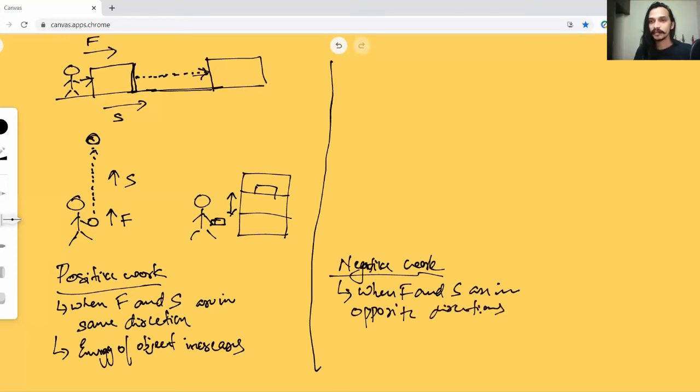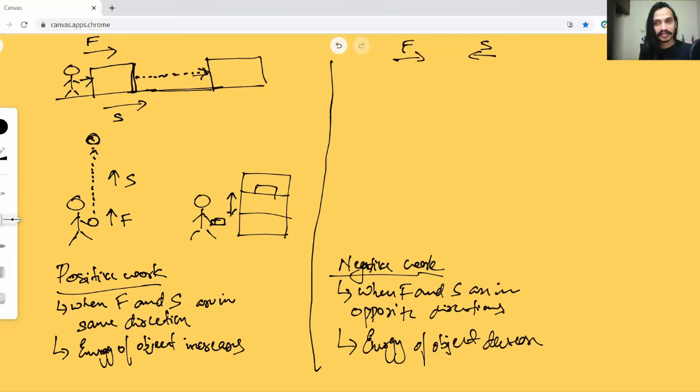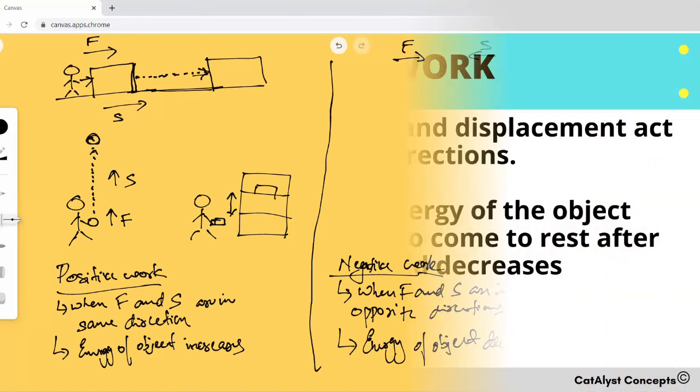If this situation happens, then it is definitely negative work. For example, you're putting force in this direction, but the displacement is happening in this direction, then that would be an example of negative work. At the same time, we look at the opposite of this. If we say energy of the object increases for positive work, we can say energy of the object decreases for negative work. I'm just giving you the definition. We're going to look at the examples now.